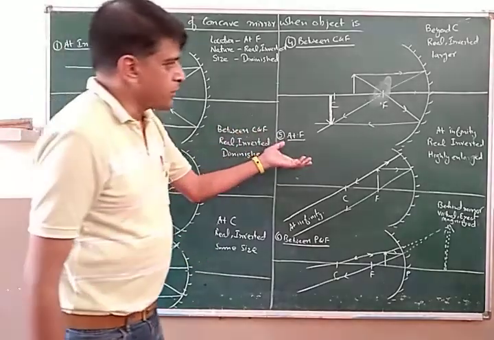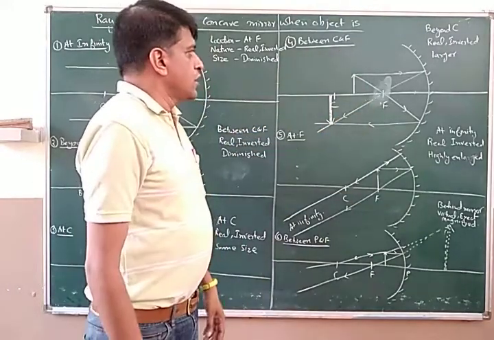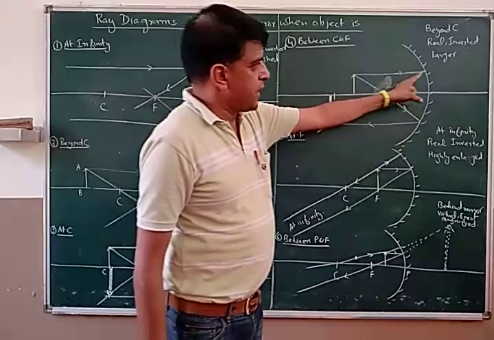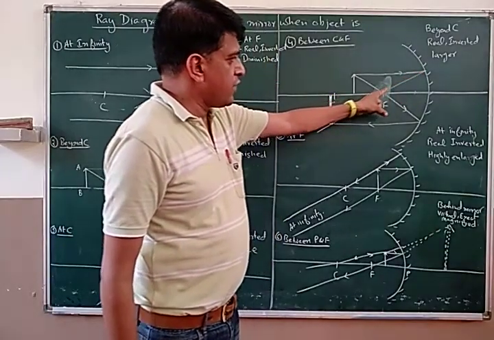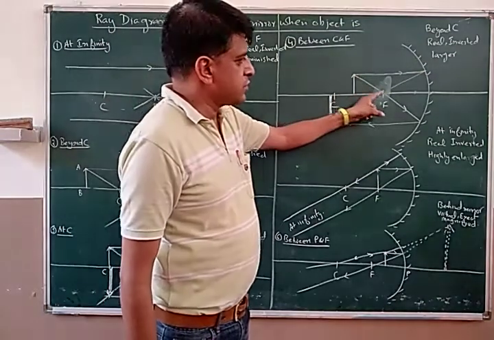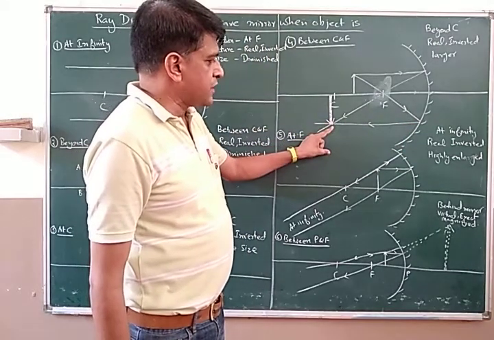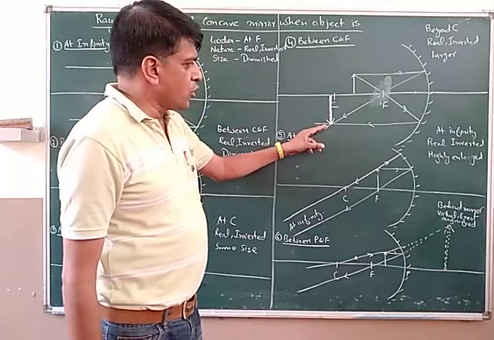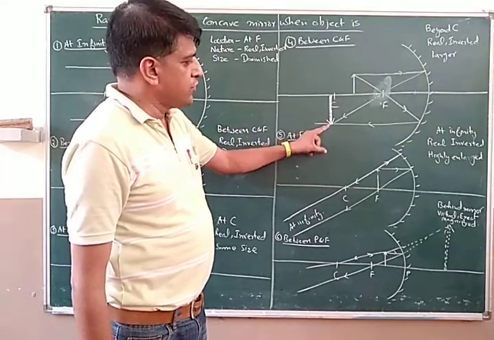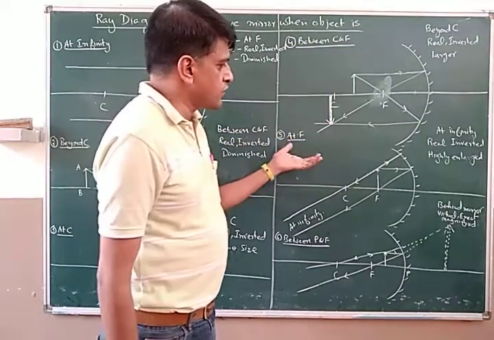Now position number 4. If the object is placed between C and F, this is the object. The first light ray is parallel to the principal axis. After reflection, it will pass through the focus. And the second light ray, if it is passing through the focus, becomes parallel to the principal axis. At the point of intersection, we will draw a perpendicular on the principal axis, and draw an arrowhead. Now this is the image.